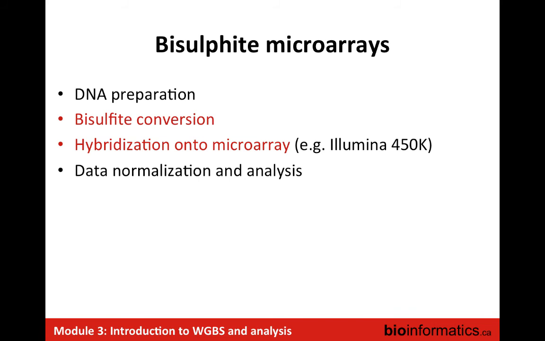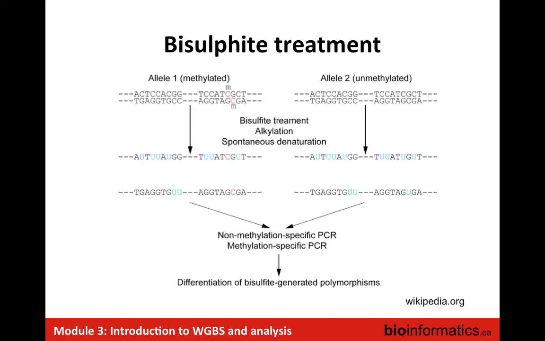So now off to the technologies, and I'm highlighting in red in each case what's specific to that particular technology. A lot of the steps are actually quite common from one method to the next. So with the bisulfite-treated microarrays, you prepare the DNA, you do this conversion, and then you hybridize on a microarray, and the microarray has probes that distinguish specifically the Cs that will have been converted from the Cs that won't.